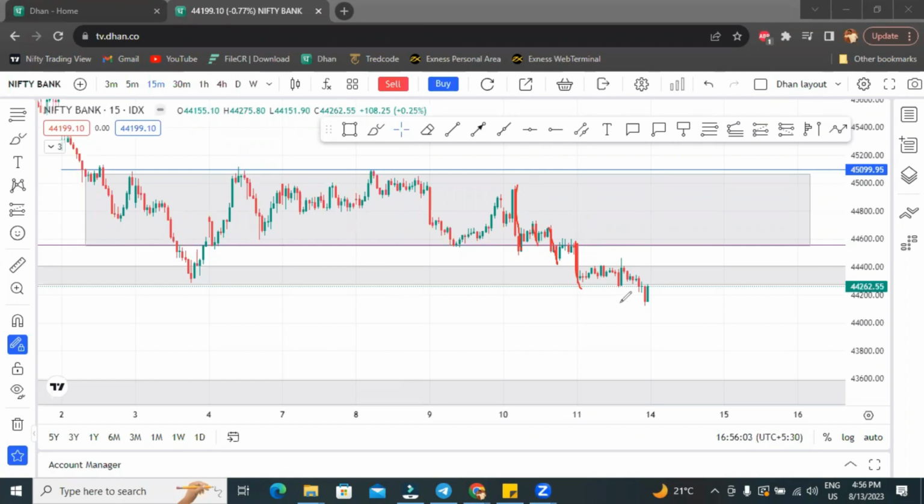Until and unless we get a very good confirmation for the buying side, we don't have to go aggressive on the buying side, but on the selling side, we'll plan simple trades with good risk to rewards in Bank Nifty. Let's go to the Nifty now.